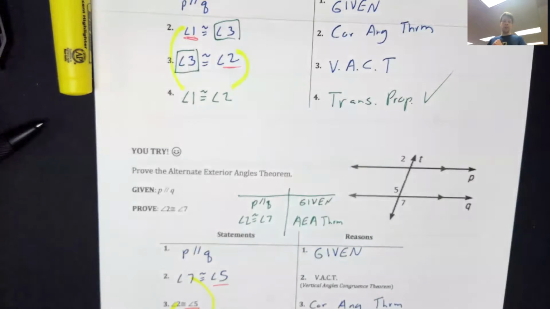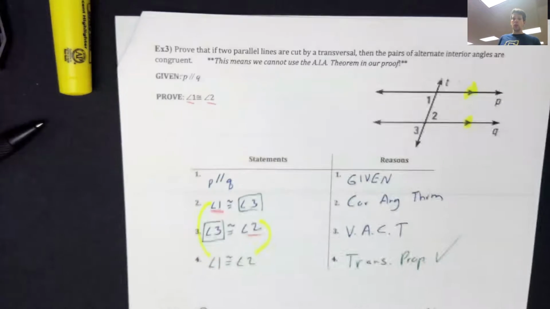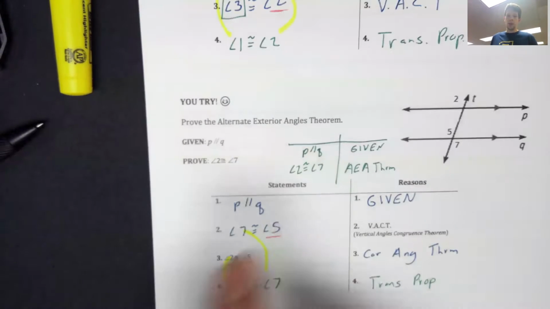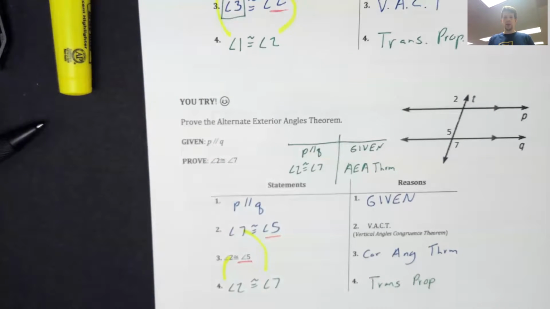So by all means, feel free from now on to use those shortcuts. You can use the alternate interior angles theorem. You can use the alternate exterior angles theorem as much as you would like.